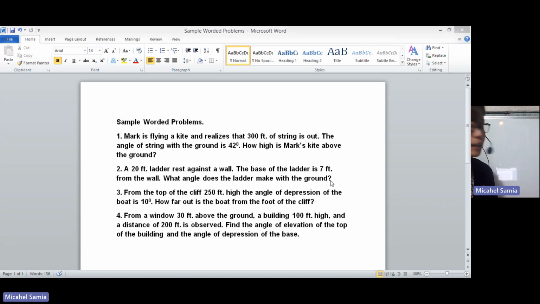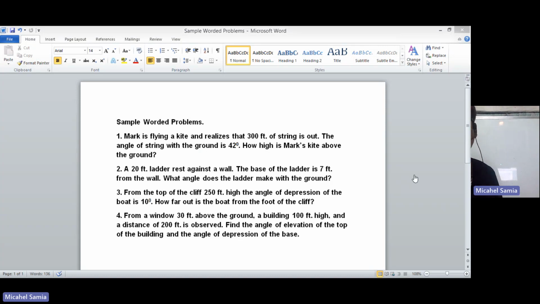So let's try to illustrate the problem. Let's understand the problem. This is the part where mistakes happen. Mark was flying a kite. Remember, the string is the 300 feet. So that means from his hand or from the ground until the kite, that is the 300 feet. And there is an angle of 42 degrees with the ground. So it should be between the ground and the string. That is the illustration.